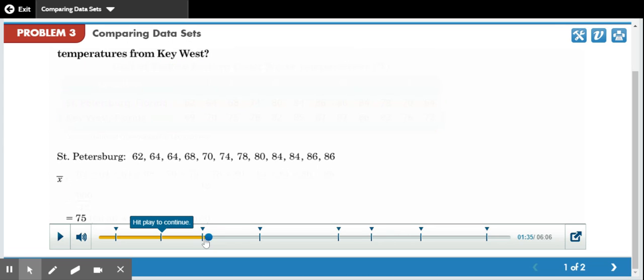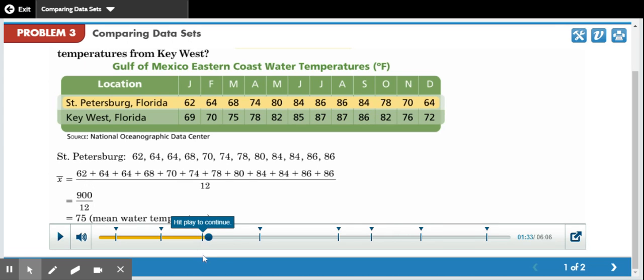Something I want to bring up really quickly right here is the fact that the reason that we know that there's 12 is because there's 12 months in a year. So if you added, this is January, February, March, April, all the way through December, obviously we know there's 12. And if we added up all of our data values for St. Petersburg, we would get 900. So 900 divided by 12 gives us 75, which is the average water temperature in St. Petersburg, Florida.